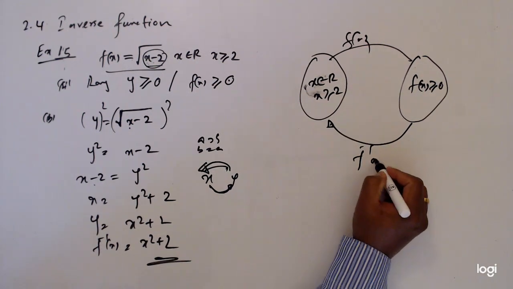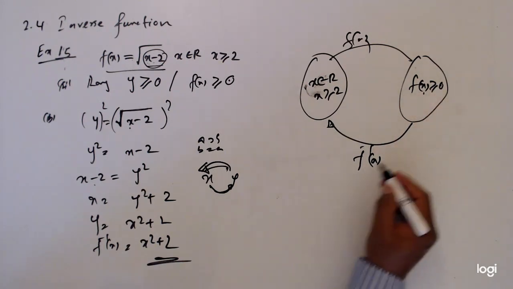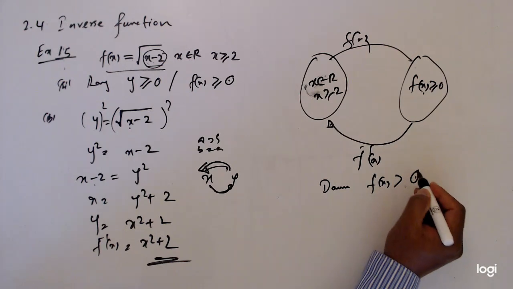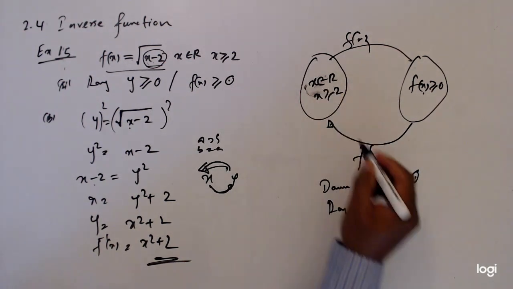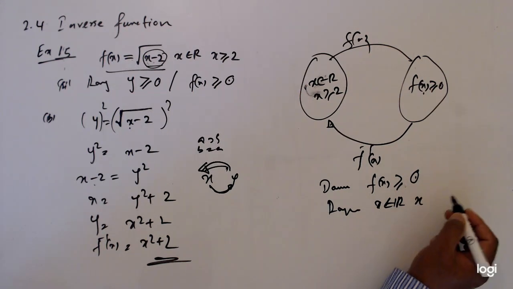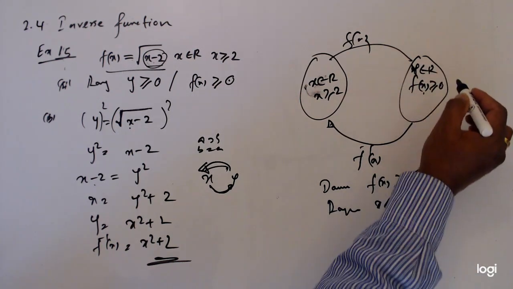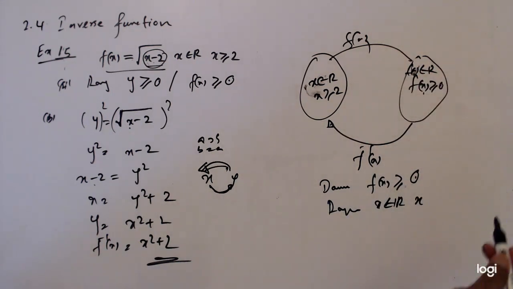Now for the inverse of x, what is the domain now? The domain is f(x) greater than or equal to 0. The range is x is a real number, and this is y belongs to, or f(x) is a real number, and f(x) greater than 0.